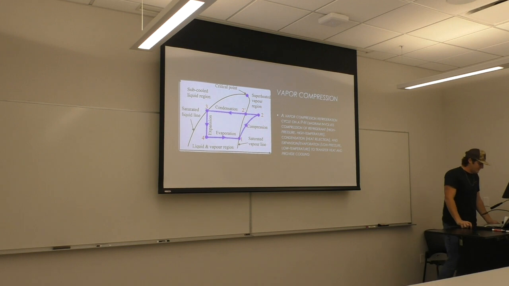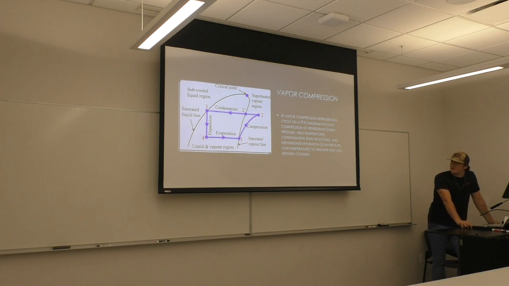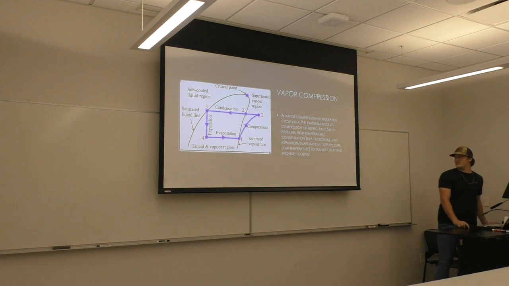Looking at the pH diagram for vapor compression, this includes compression of the refrigerant, which is from 1 to 2. This is high pressure and high temperature. And then condensation, which is from 2 to 3. This is heat rejection. And then expansion and evaporation, which is 3 to 4 and 4 to 1. This is low pressure and low temperature, and all this transfers heat and provides cooling.